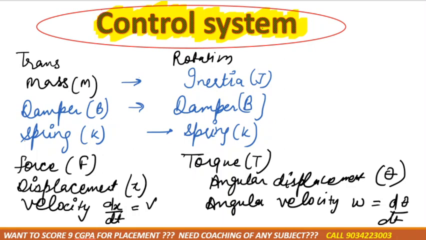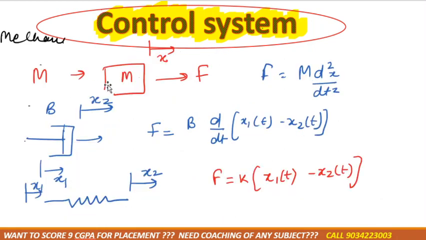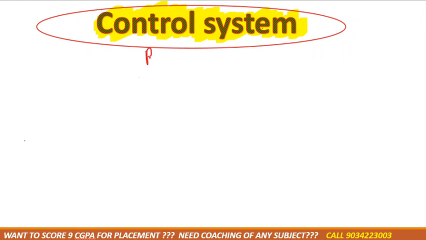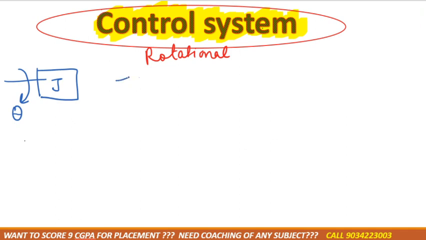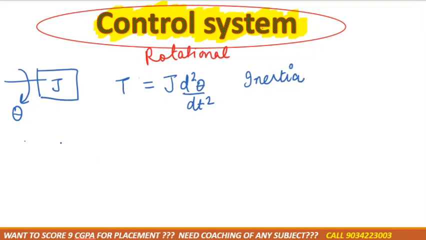Note down this thing. The way we studied the translational motion, similarly we'll study the rotational motion, right? So for the rotational motion, as I told you, there is inertia that is denoted by J. So if I rotate this J by an angle theta, what would be the equation for the torque? That is J d2 theta by dt square. Okay, it is inertia.